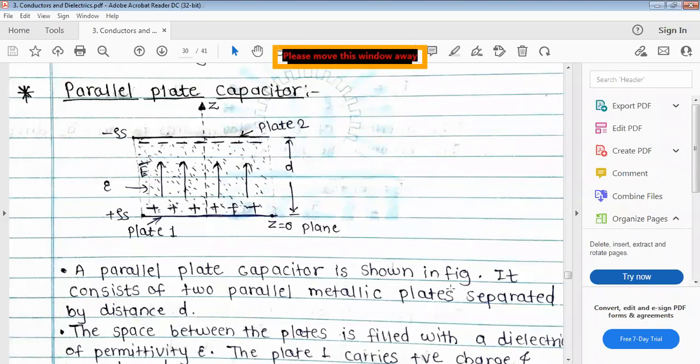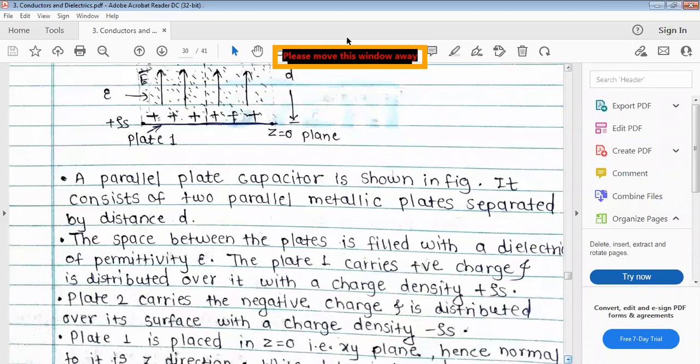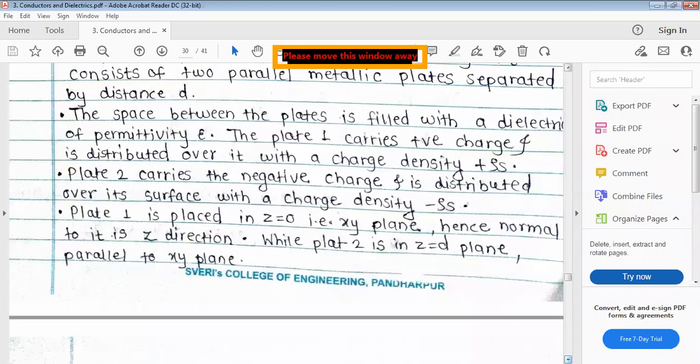So a parallel plate capacitor is shown in the figure here. It consists of two parallel metallic plates separated by distance d. The total distance between these two plates is d. The space between the plates is filled with a dielectric of permittivity epsilon. Plate 1 carries positive charge distributed over it with charge density plus rho s, and plate 2 carries negative charge distributed over its surface with density minus rho s.